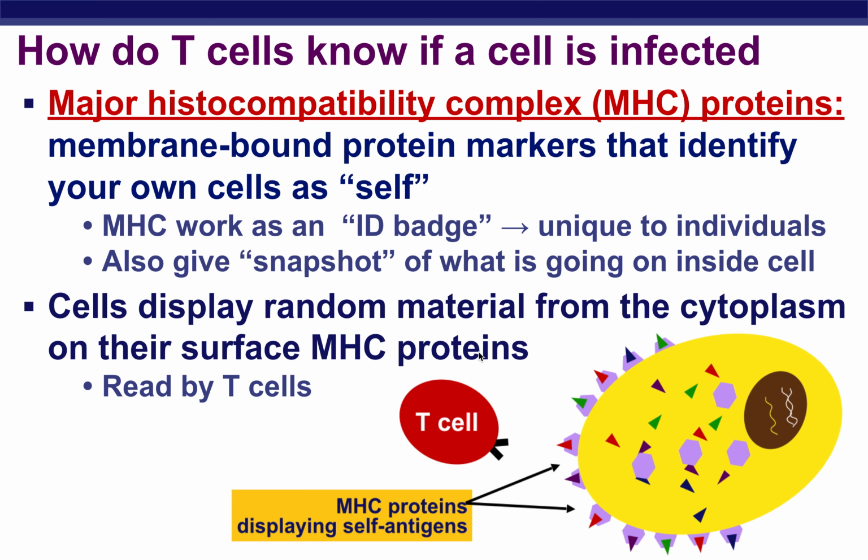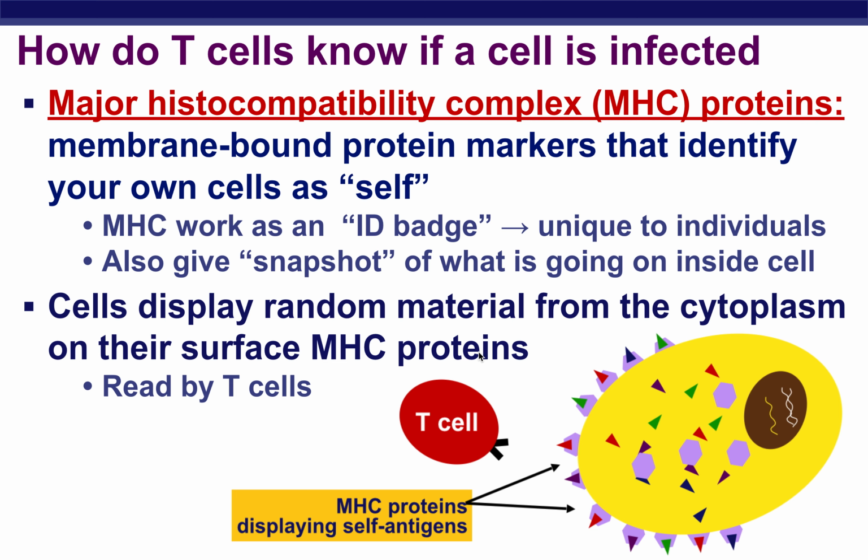So if I were to somehow donate tissue from my body to you, that tissue I donate will have the wrong ID badge, the wrong MHC tags, and your body's immune system will destroy whatever I donate to you. So whoever has an organ transplant actually has to take immunosuppressants to suppress their immune system, to suppress their T cells and B cells from attacking any transplanted organs they may have.